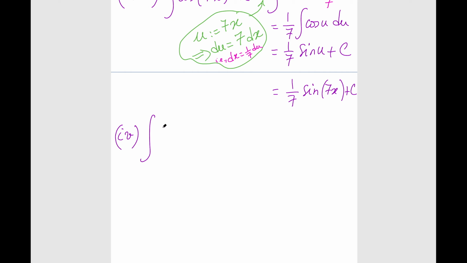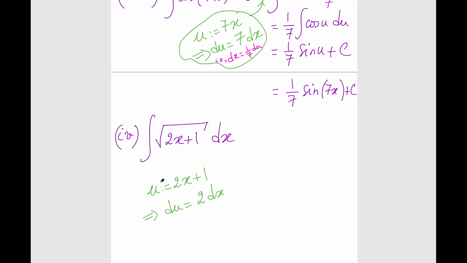How about primitive of the square root of 2x plus 1 dx? Again, please stop and try on your own first. The way I'm gonna do it, how about we take u to be 2x plus 1. If you take u to be 2x plus 1, this forces du to be 2dx, right?